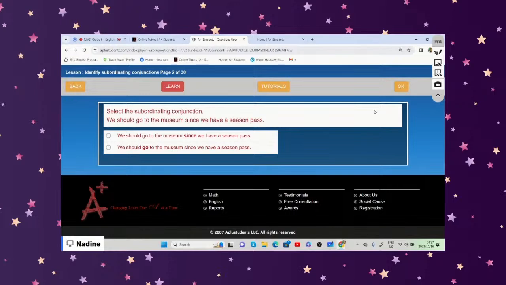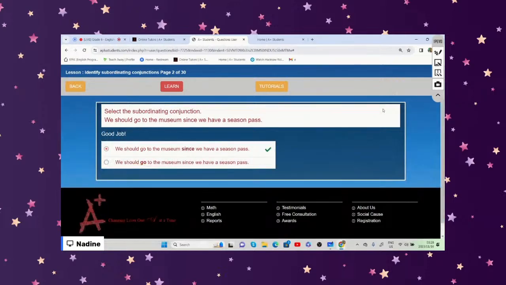And then if we identify our subordinating conjunction, we can say it is since, right? Because since we have a season pass is our dependent clause. So it's option one. Yes, so well done. Option one is correct.